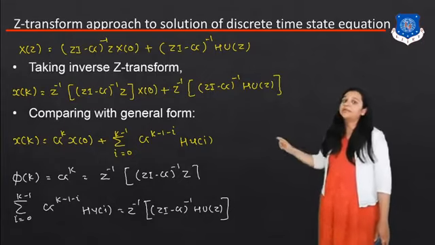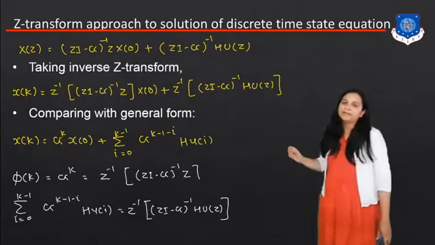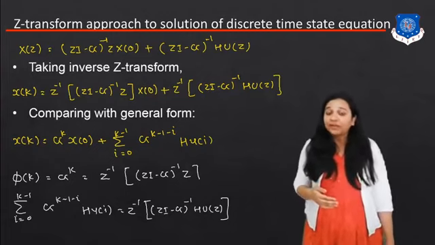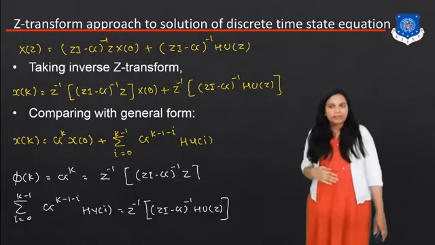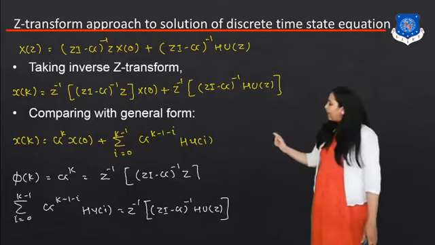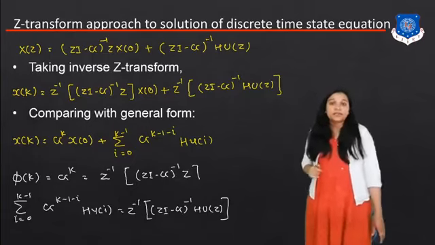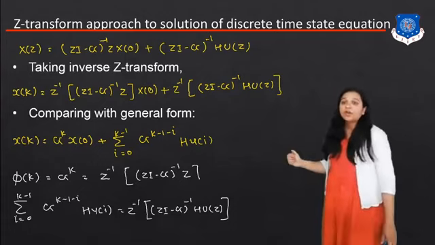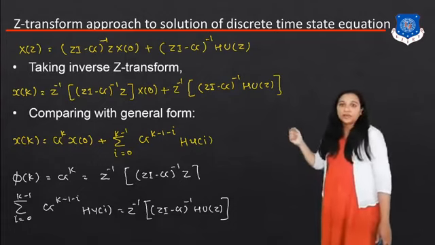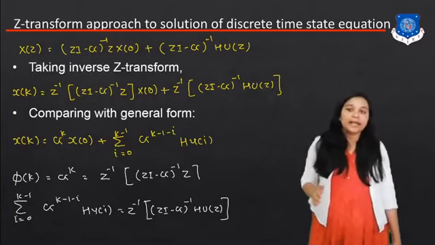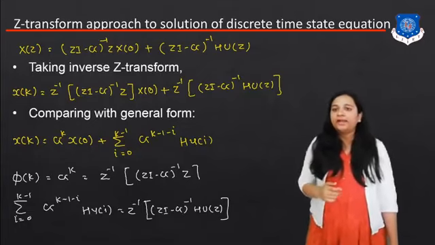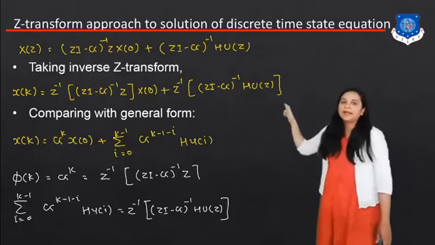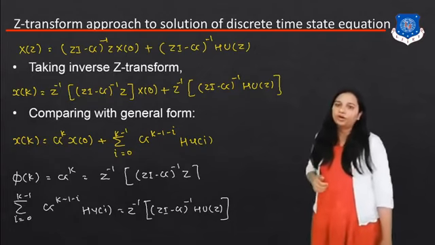Using this equation, z inverse of (zI minus G) inverse times z. Okay, so in this example they will give the value of G. So using the G matrix, we have to find the value of G raised to k, that is our state transition matrix. And the other term comparison is the summation from i equal to 0 to k minus 1 of G raised to k minus 1 minus i H u of i, that is equal to this term, z inverse of (zI minus G) inverse H U of z.